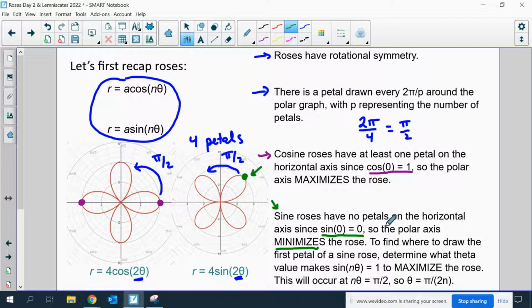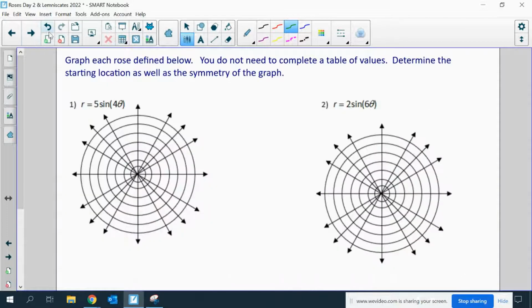So in order to find where the first rose petal on a sine graph is, you would determine what theta value would go into your sine of n theta to make it equal to 1. This occurs at pi over 2. So if I divide both sides by n, I get theta equals pi over 2n. So in this case, since n is 2, pi over 2n would be at pi over 4, and that is where this petal starts.